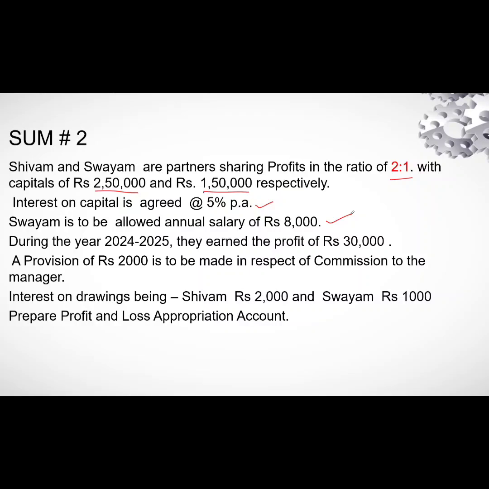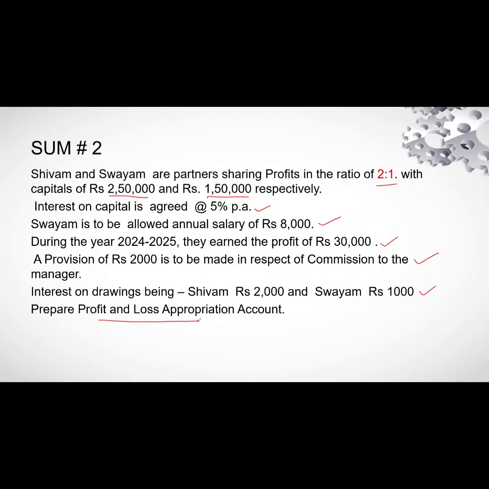A provision of rupees 2,000 is to be made in respect of commission to the manager. Interest on drawings being Shivam rupees 2,000 and Swayam rupees 1,000. So with this, we have to prepare the Profit and Loss Appropriation account. So now let us see the working for this particular sum.